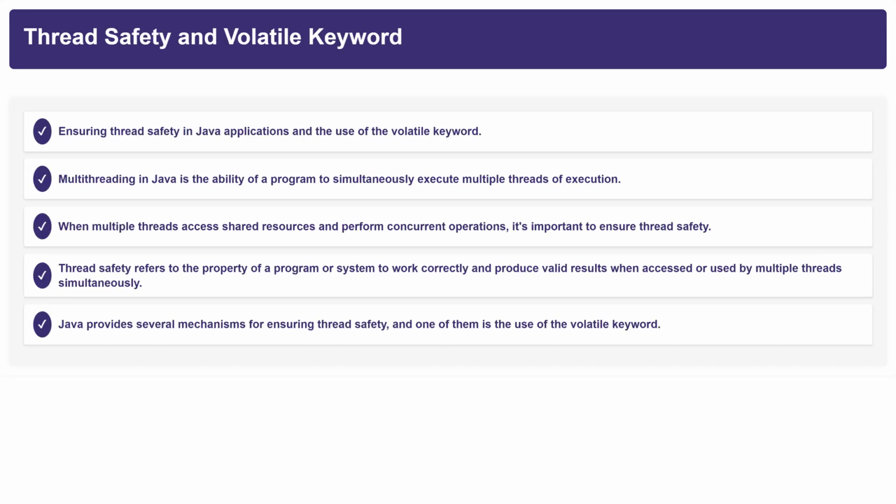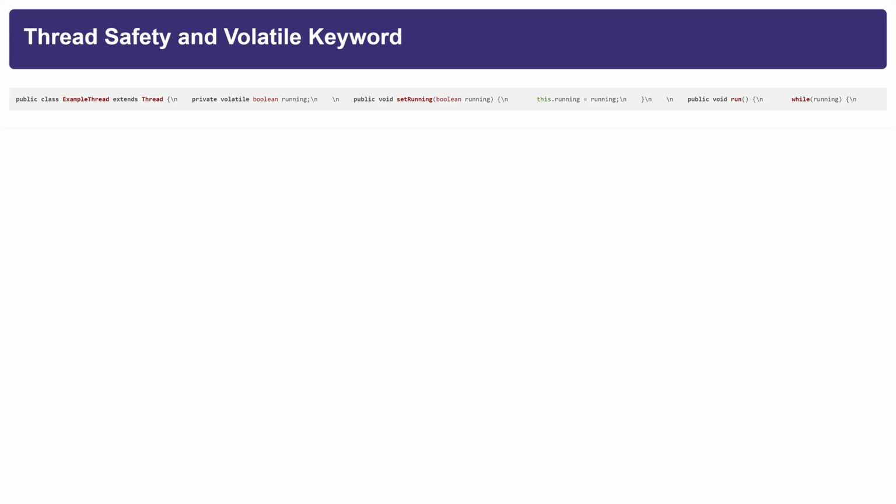In order to ensure thread safety in Java applications, we need to address the issue of multiple threads accessing shared resources. Multithreading in Java allows for the simultaneous execution of multiple threads, which can lead to race conditions and data inconsistencies. To prevent these issues, we can use the volatile keyword. The volatile keyword is used to declare a variable as volatile, which means that its value may be modified by different threads. When a variable is declared as volatile, any changes made to it will be immediately visible to other threads.